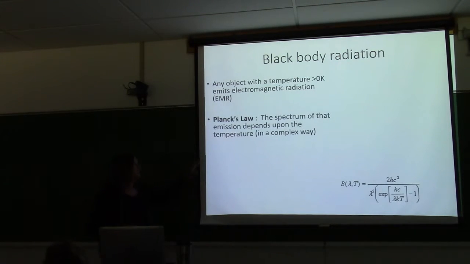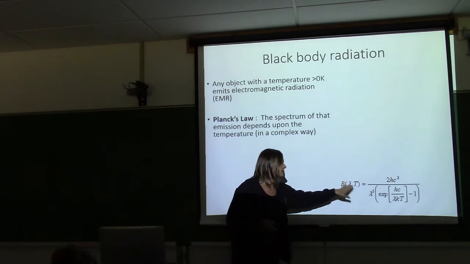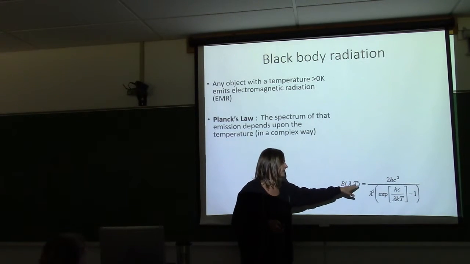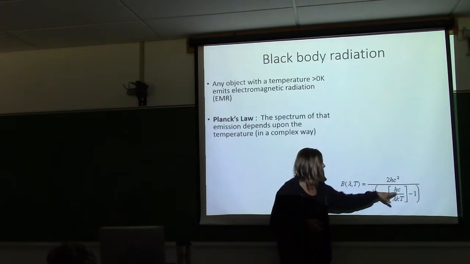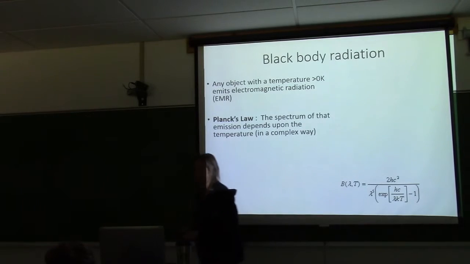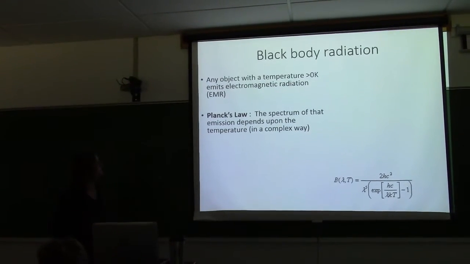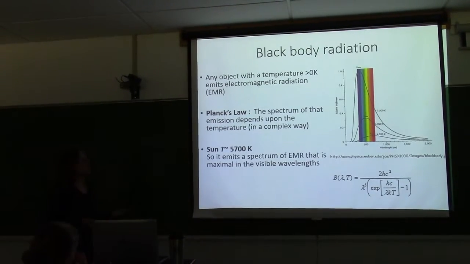So Planck's law, or Planck's law, it's Planck, right? Planck's law describes the spectrum of energy that is emitted by that body as a function of its temperature. And it's very complex, and this is the equation here. This is the brightness at some wavelength for a body of a certain temperature, and you recognize some of the constants in here: Planck's constant, Boltzmann's constant, temperature, and wavelength. And this is a graph of what it looks like.